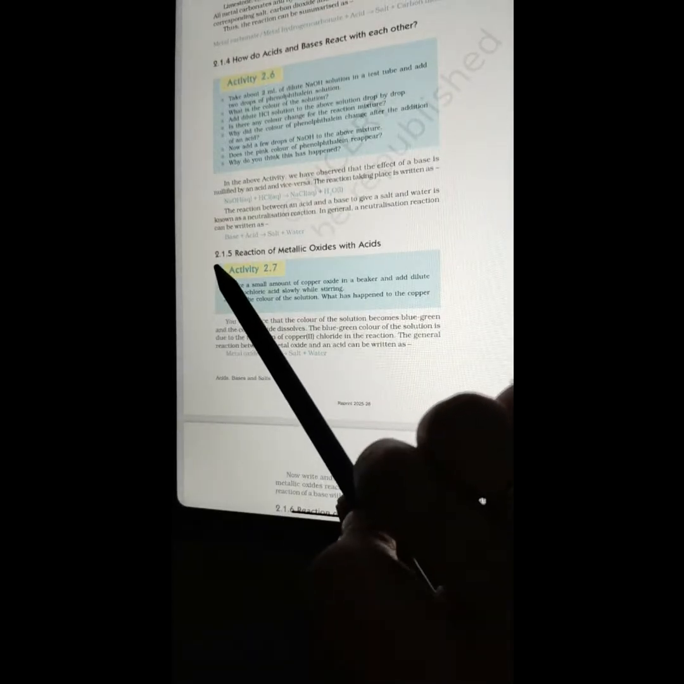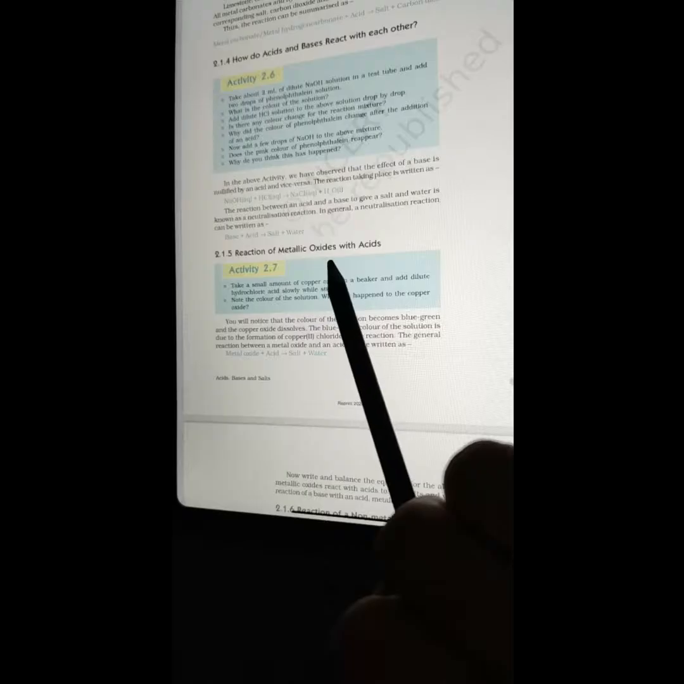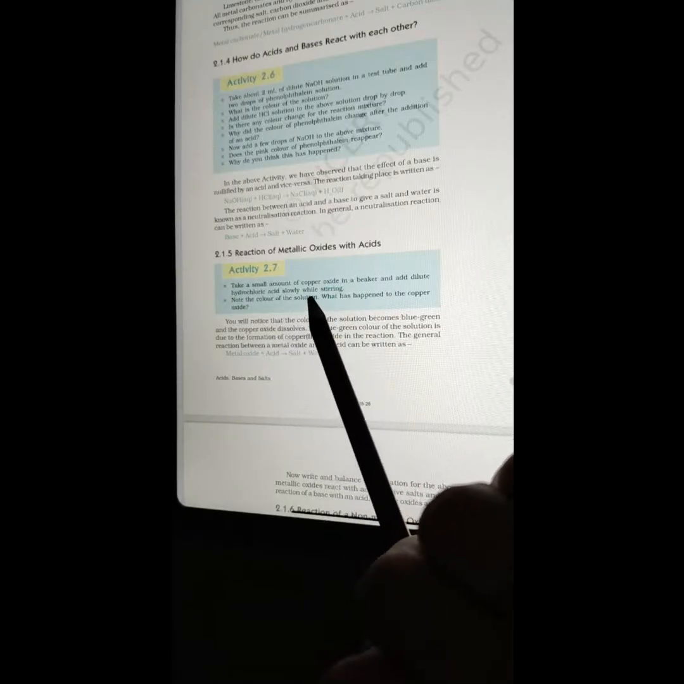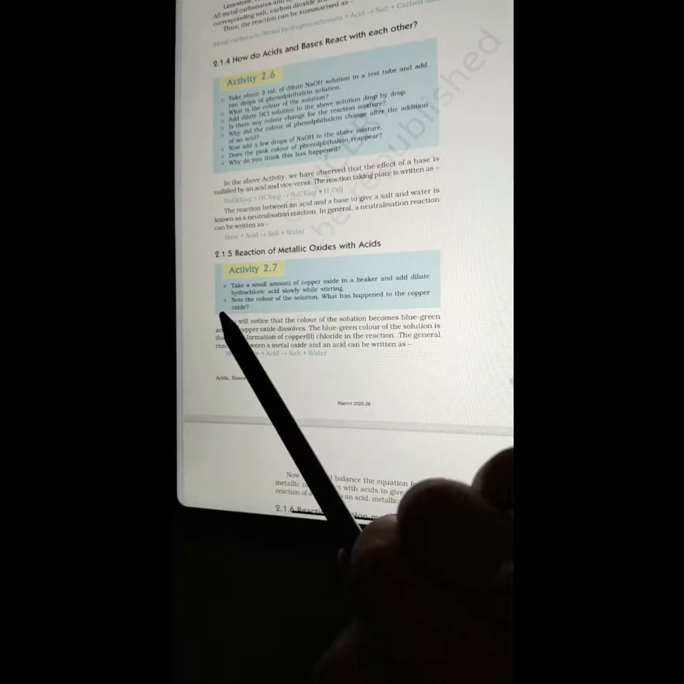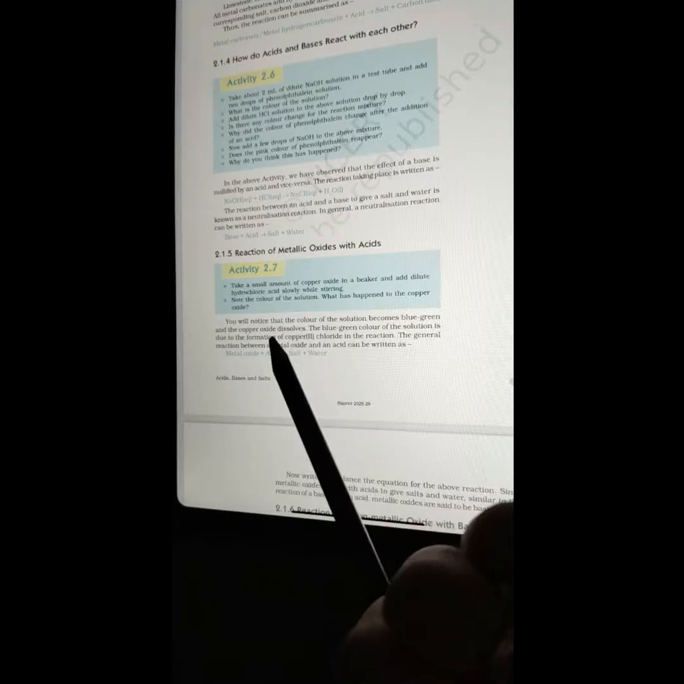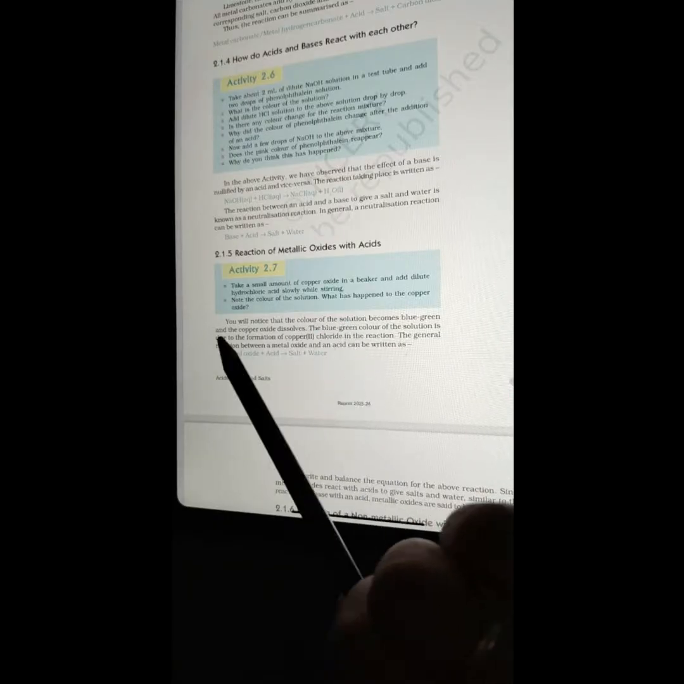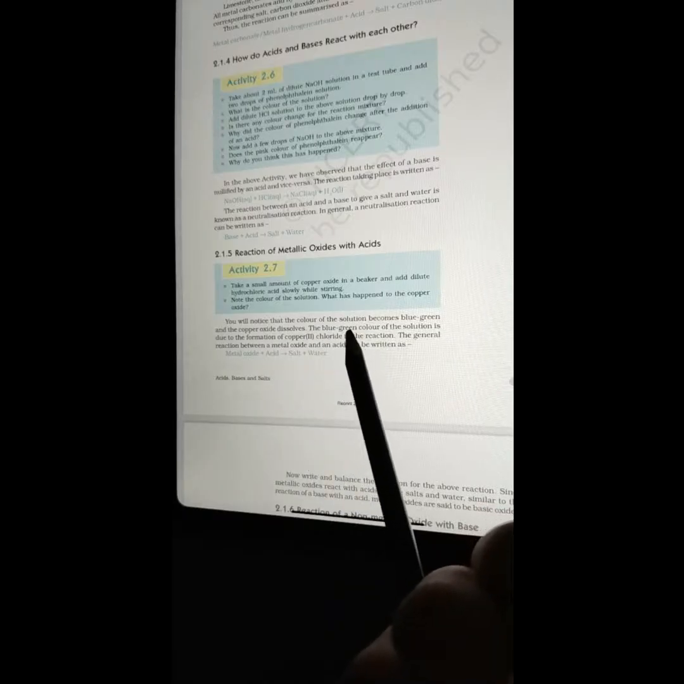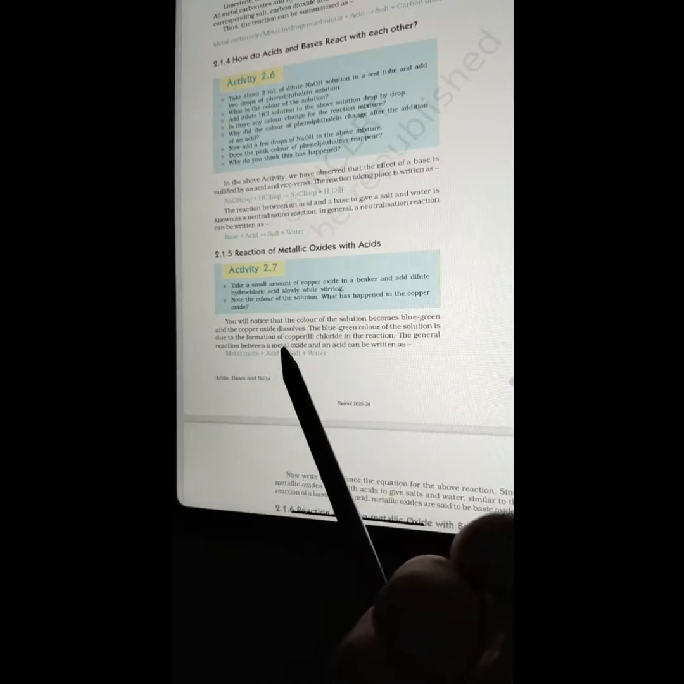Next, 2.1.5 Reaction of metallic oxides with acids. Activity 2.7. Take a small amount of copper oxide in a beaker and add dilute hydrochloric acid slowly while stirring. Note the color of the solution. What has happened to the copper oxide? You will notice that the color of the solution becomes blue-green and the copper oxide dissolves.